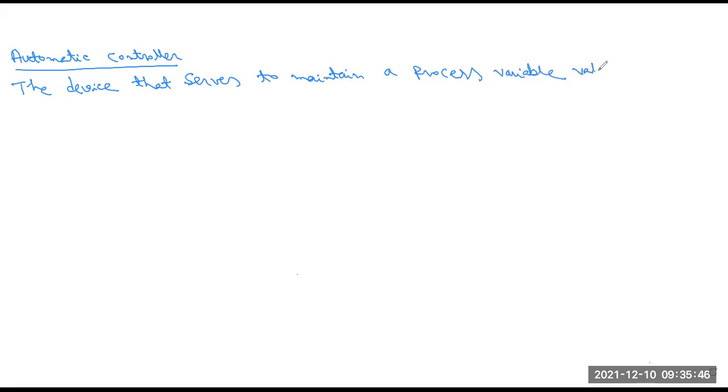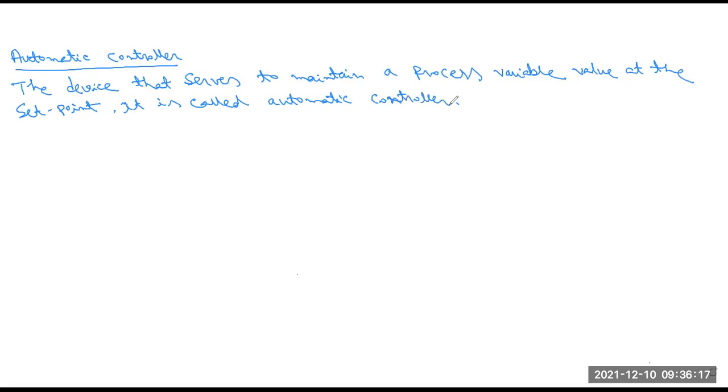That means the device that serves to maintain a process variable value at the set point is called the automatic controller.